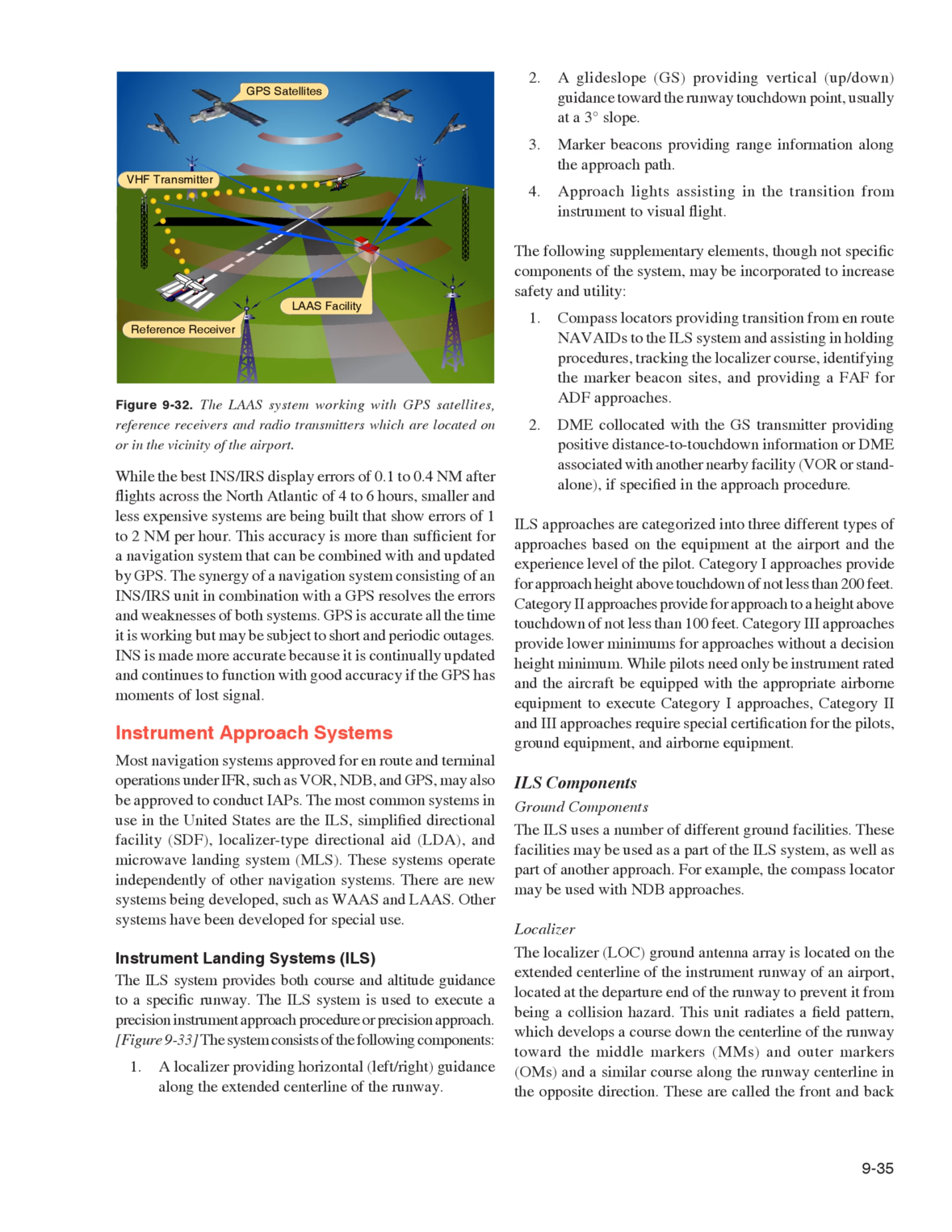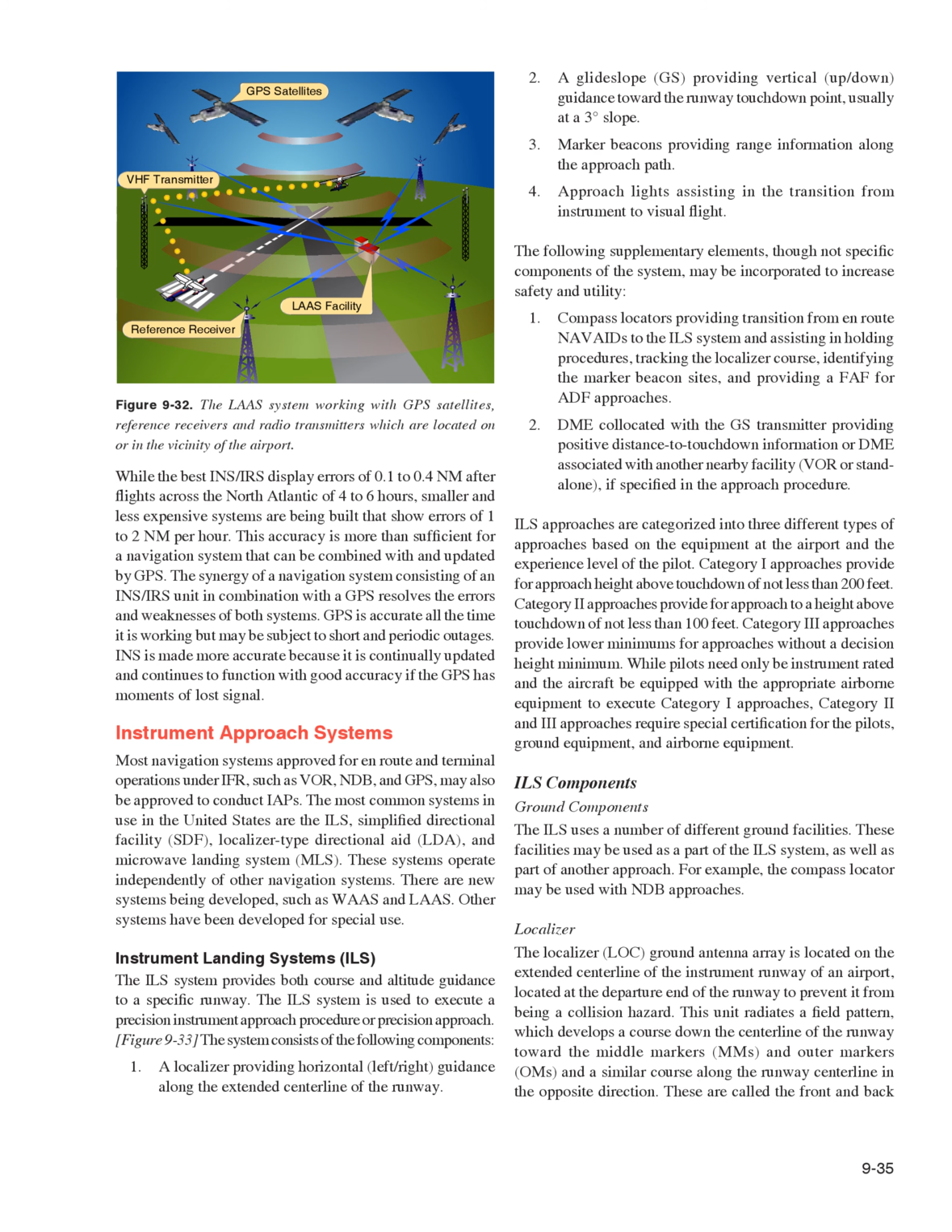1. Compass locators providing transition from en route navaids to the ILS system and assisting in holding procedures, tracking the localizer course, identifying the marker beacon sites, and providing a FAF for ADF approaches. 2. DME collocated with the GS transmitter providing positive distance to touchdown information, or DME associated with another nearby facility, or standalone, if specified in the approach procedure.